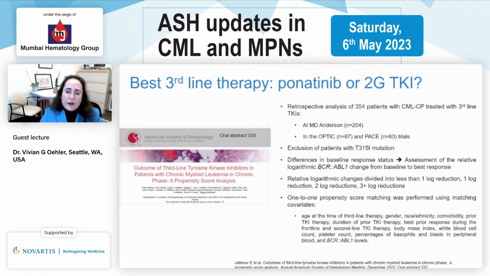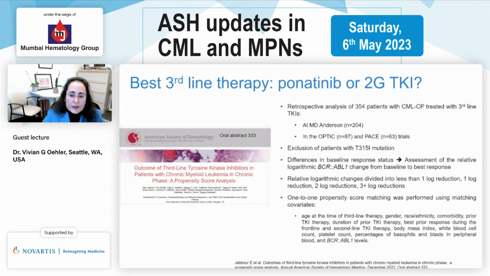So with this background, the question then becomes, what is the best third line therapy? Is it ponatinib or is it selecting another second generation TKI? And Dr. Jabbour presented a propensity score analysis that addressed this question at the ASH 2022 meeting.